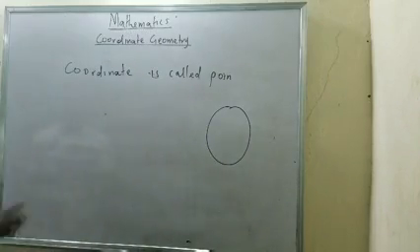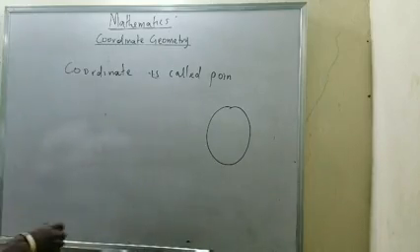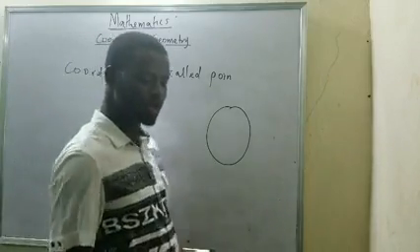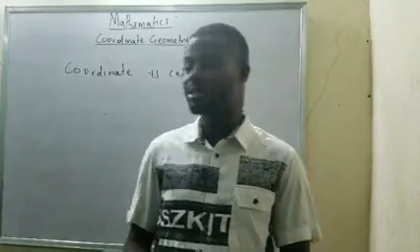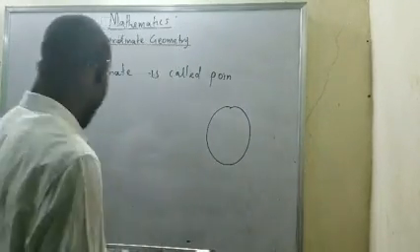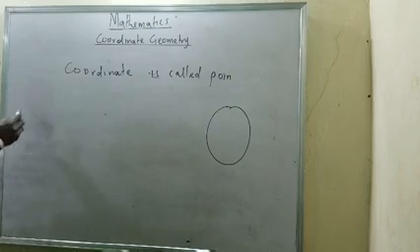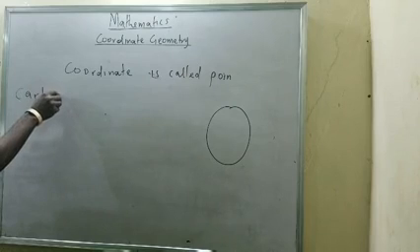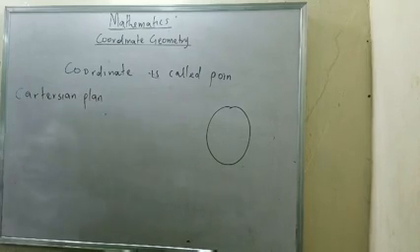Now, when I have a point, how can a point form? It means it's a relationship between x and y. Let's move on to what is called the Cartesian plane. Let me quickly explain what is called the Cartesian plane.